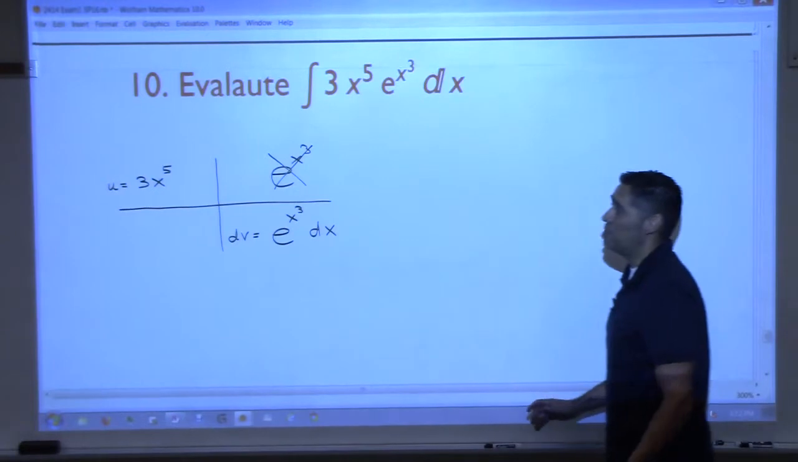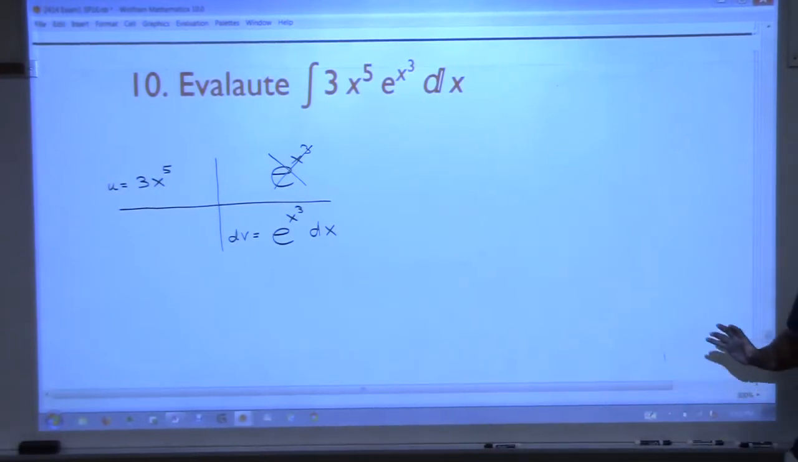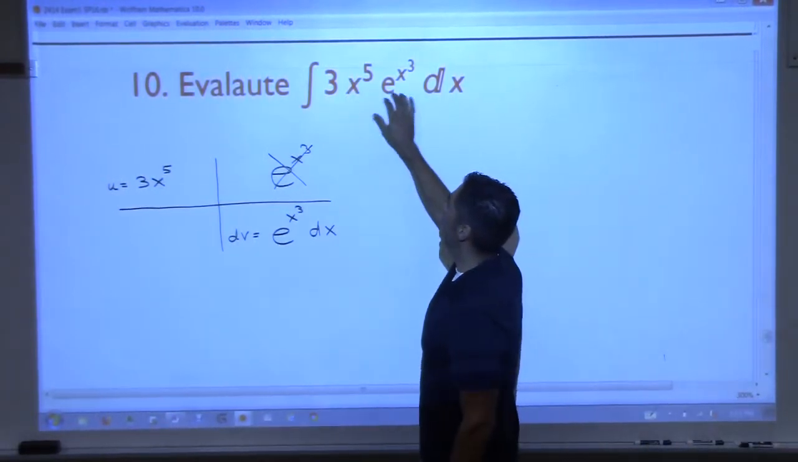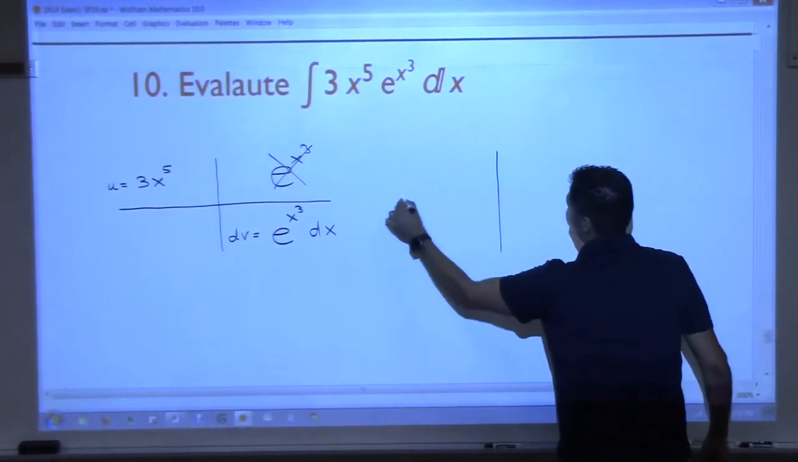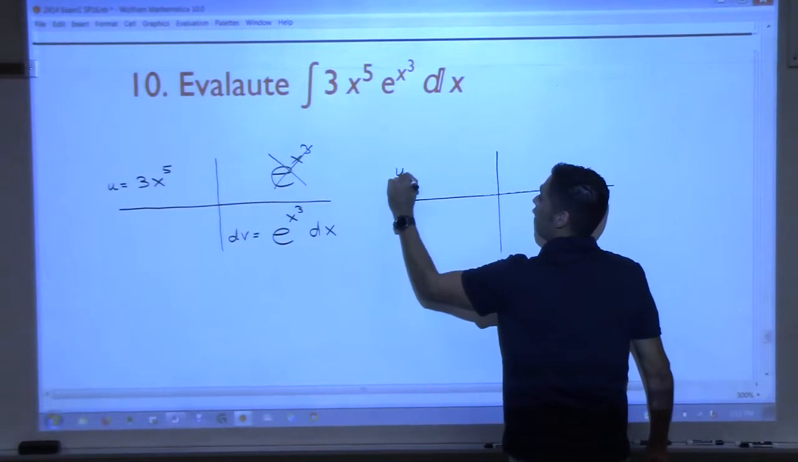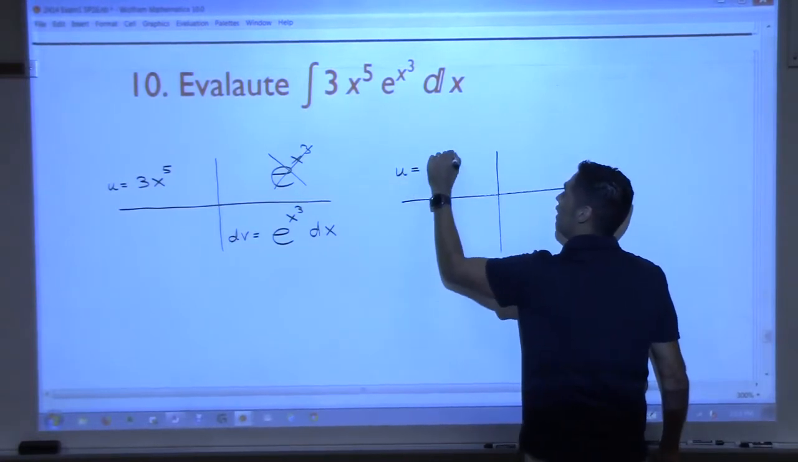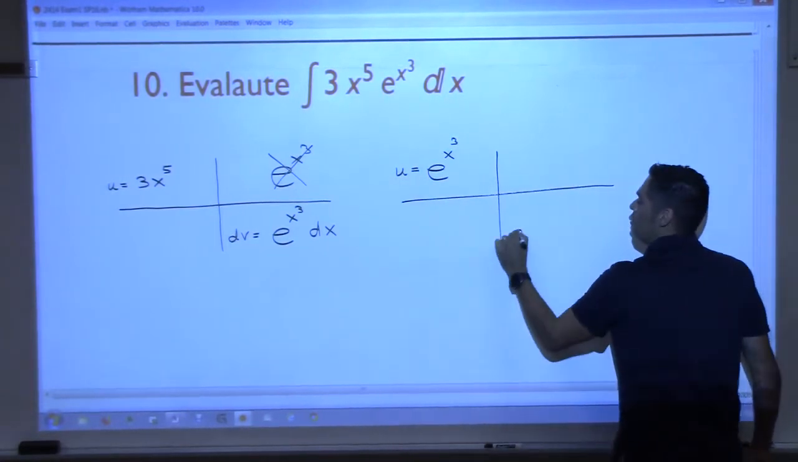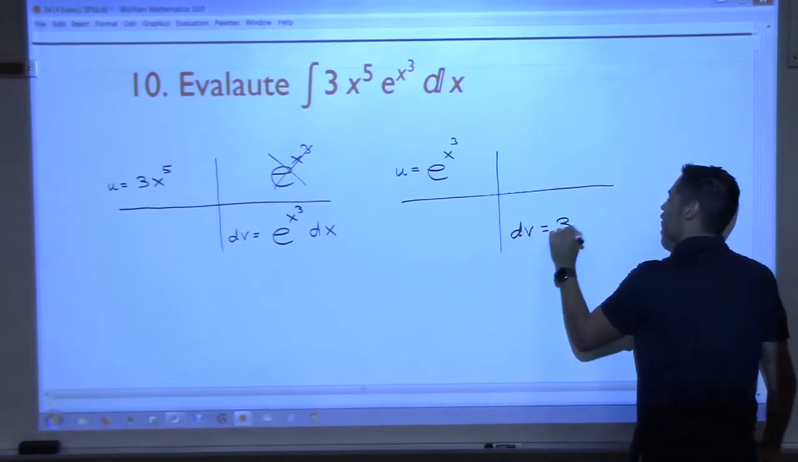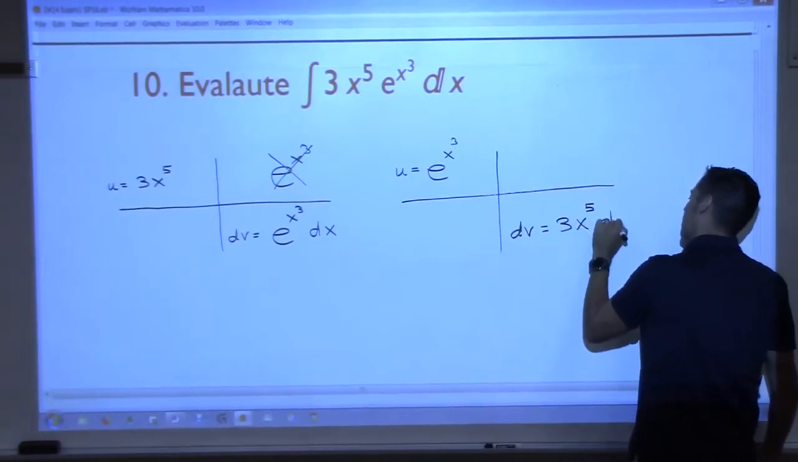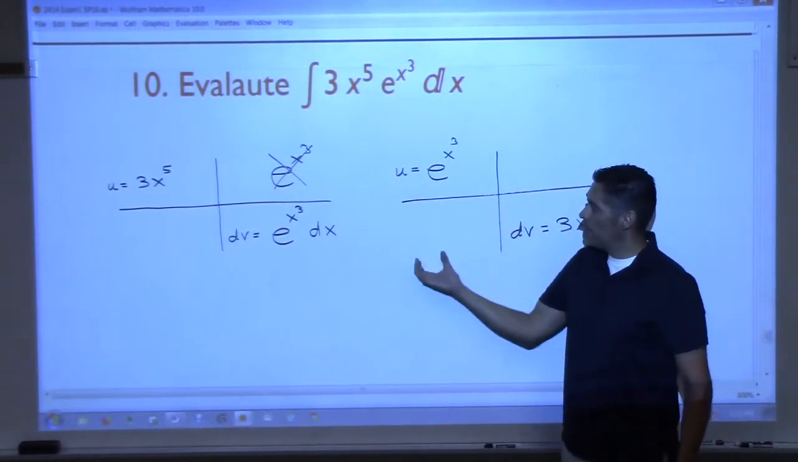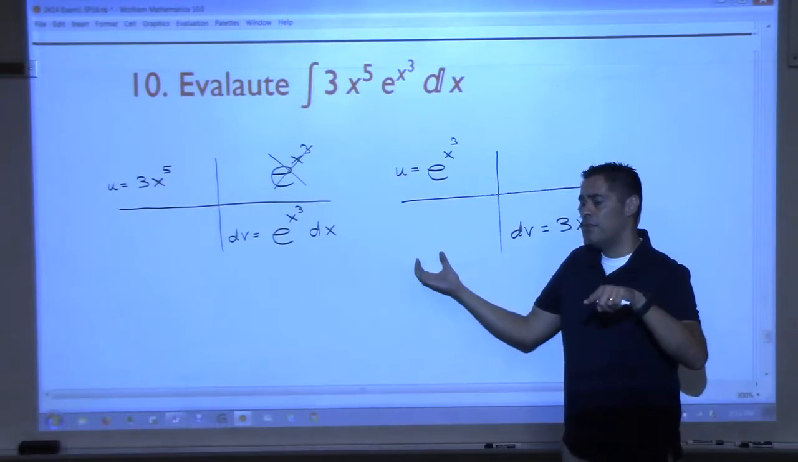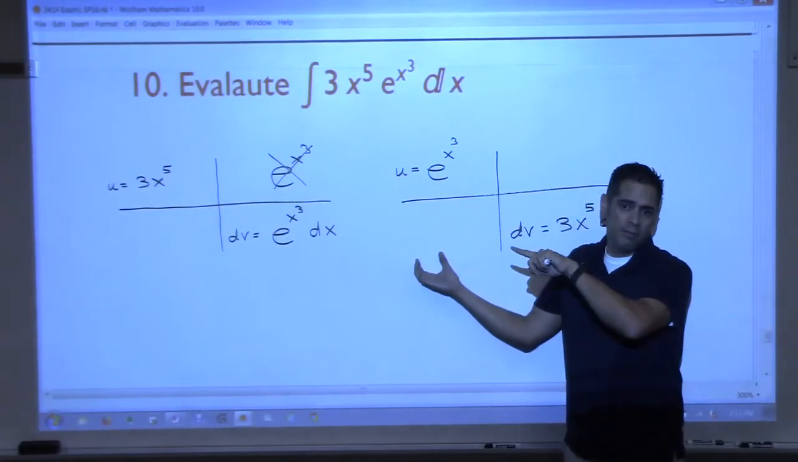So I should be taking that off the table in terms of letting this be my u and this be my dv, which would really only leave me with one other choice if I were going to use integration by parts, which would be to make the e to the x cubed my u and my dv 3x to the fifth dx. Do I like that, though? No. Can I differentiate this? Yeah, e to the x cubed times 3x squared dx.